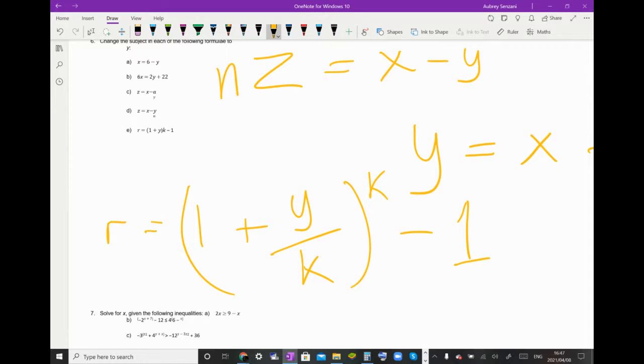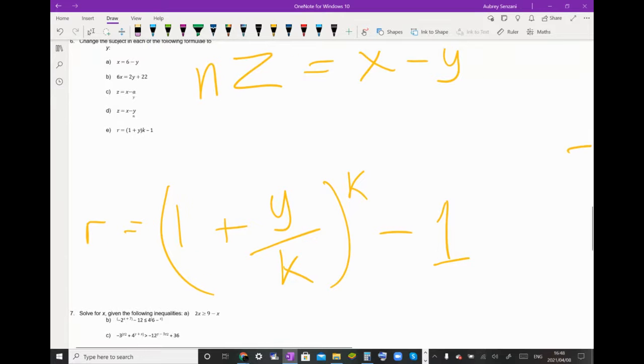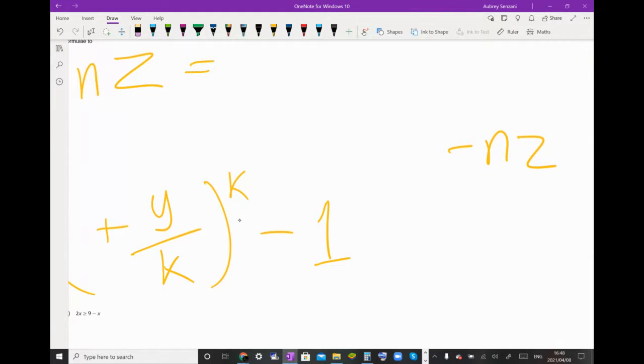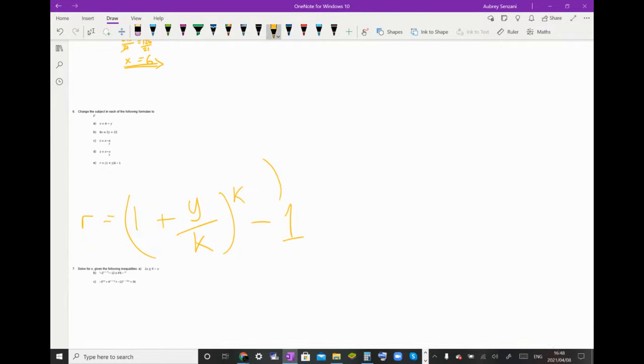We want to make Y the subject of the formula. So what we must do, firstly, is get rid of this 1. We erase all this other stuff over here, and let me just zoom out a bit. So we throw this 1 to the other side. It's then going to be R plus 1 is equals to 1 plus Y over K to the power K.